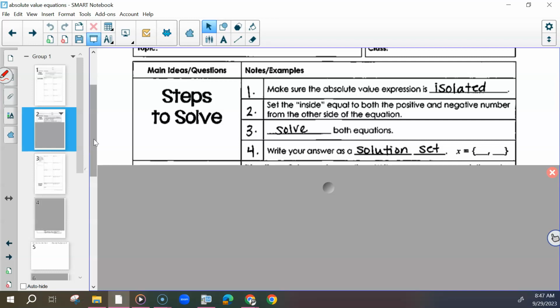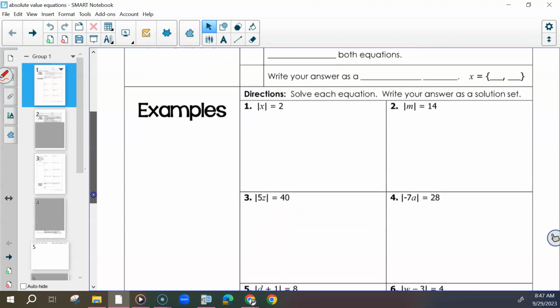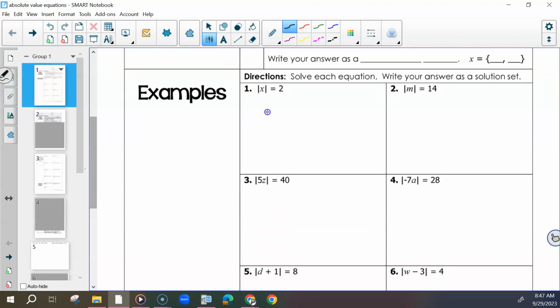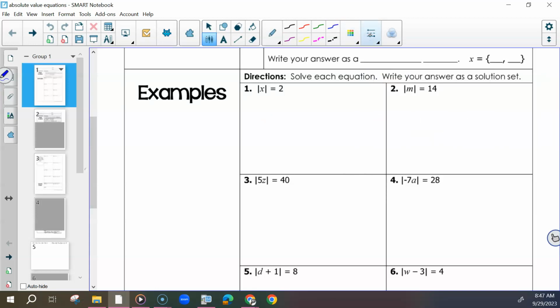Still need this up. So we're going to start with the very basics, and then as we progress, it'll get gradually harder. So number one, if we're following the steps, we have to make sure the absolute value expression is isolated. So that these bars, there's nothing around it. Well, that's already the case, so we don't have to do that part check. Then we have to take what's on the inside, drop the absolute value bars, and set it equal to a positive version of this 2 and a negative version.